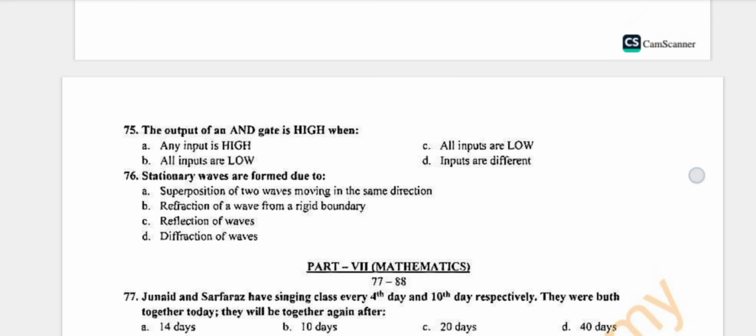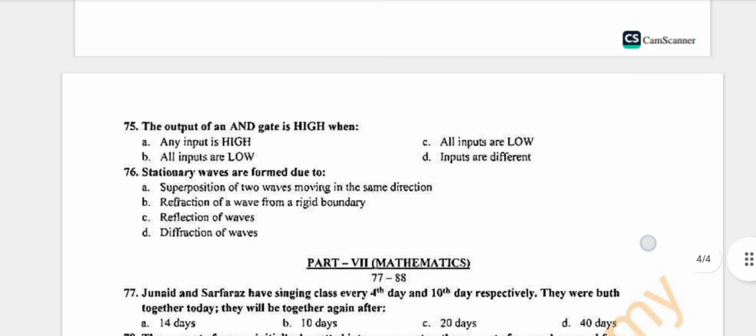Question number 76. Stationary waves are formed due to, and the correct option is B, reflection of a wave from a rigid boundary. Answer of question number 75 is also A, all inputs are high. B option is correct here.